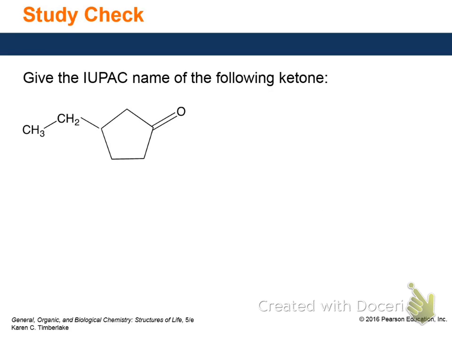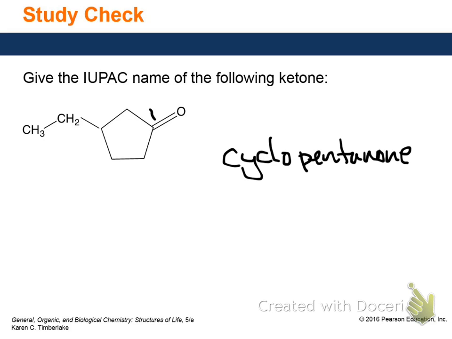One more practice is a ketone. What would the parent be? Cyclo, don't forget the cyclo. And then pentanone. And then you start 1, 2, 3. So 3-ethyl cyclopentanone. Good. So we're going to move to the next set of slides.